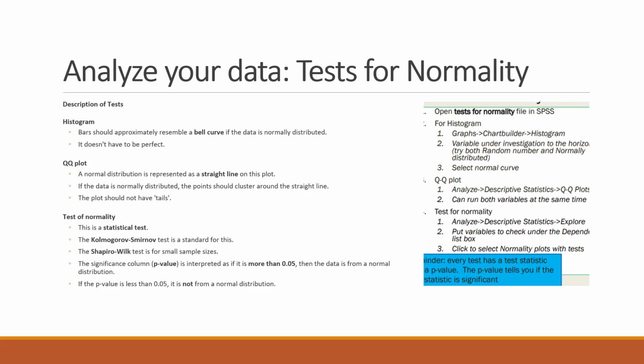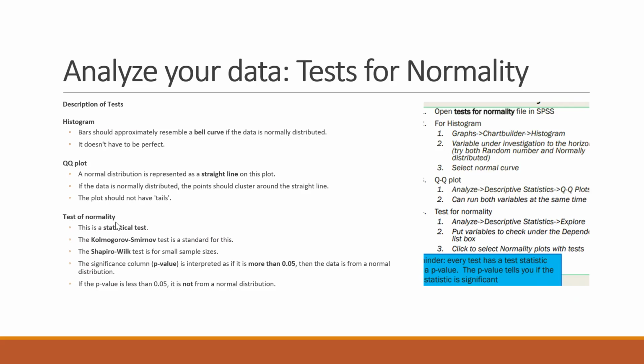So we have to first go to the histogram, and then we will go for the QQ plot. Let me just touch on the basics for you guys. If the data is normal according to the histogram, it will have a bell-shaped curve. It doesn't have to be perfect, it should just have a bell-shaped curve. What about the QQ plot? For the QQ plot, it should be represented as a straight line. The points should cluster around the line.